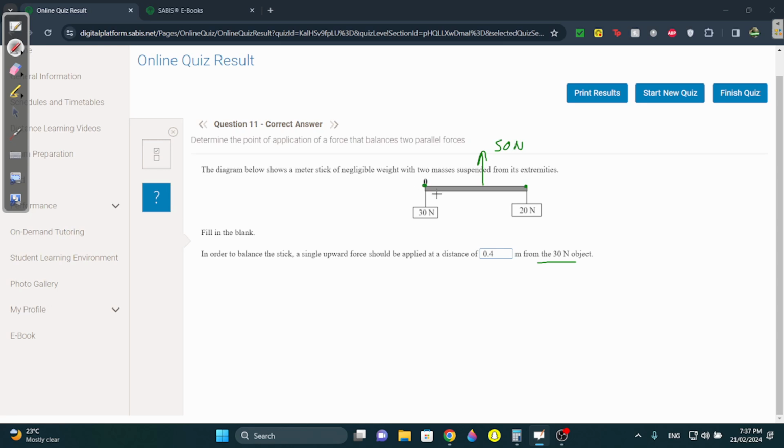But look, here's the thing. In the written part, sometimes they don't tell you from which object, so you can take any point and give any distance, and you'll be correct. Let me show you how to solve.